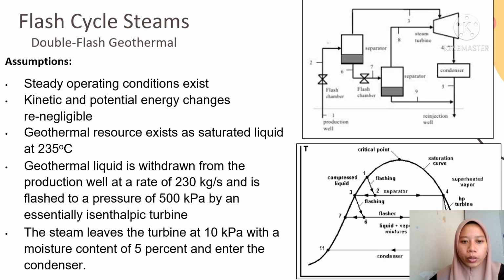The geothermal liquid is withdrawn from the production well at the rate of 230 kg per second and is flashed to a pressure of 500 kPa by an essentially isentropic turbine. The steam leaves the turbine at 10 kPa with a moisture content of 5% and enters the condenser. So from here, from the assumption, we can get the work of the turbine, the energy input, and then the thermal efficiency for this plant.